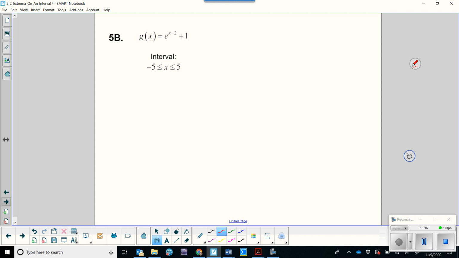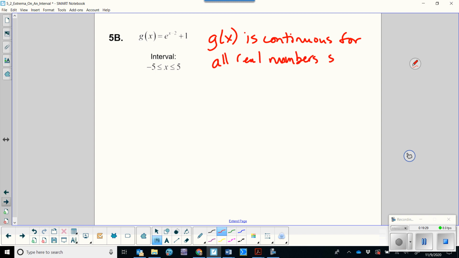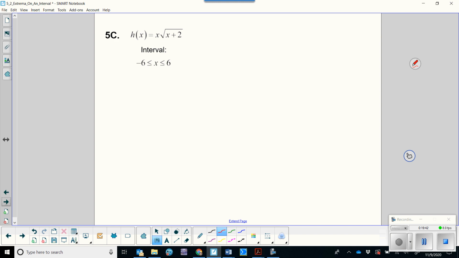So if we look at this one, e to the something plus 1, if we go from -5 to 5, well, e to the x is a continuous function, continuous everywhere, so we can simply say g of x is continuous for all real numbers. So the intermediate value theorem can be applied. Now, it doesn't say to find it, okay, but it can be applied. We're not finding them yet.